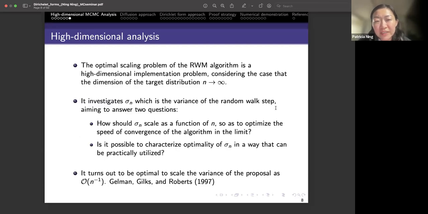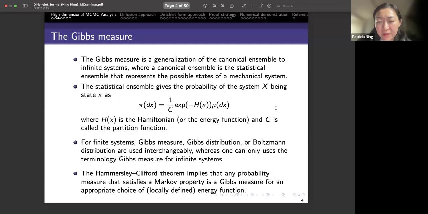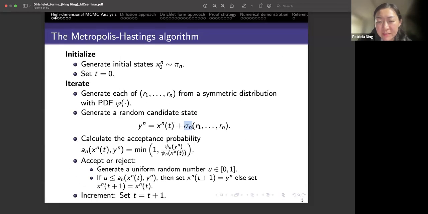The optimal scaling problem of the RWM algorithm is a high-dimensional implementation problem, considering the case that the dimension of the target distribution, little n, goes to infinity. It investigates this sigma_n. Now let me show you where this sigma_n is. Sigma_n is here in the algorithm, so we consider this sigma_n.